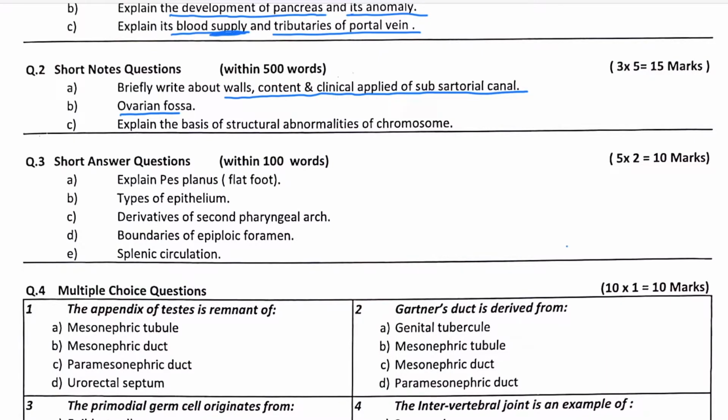That's because of the remnant of the umbilical artery. However, the proximal portion of this artery persists in the form of the superior vesical artery.